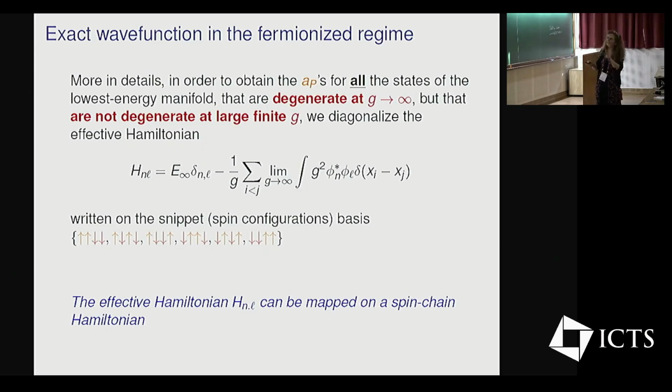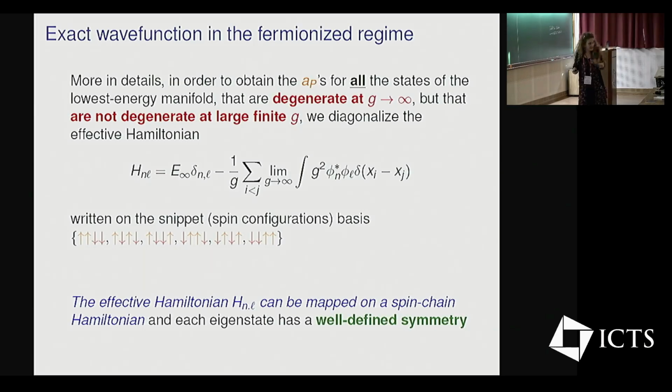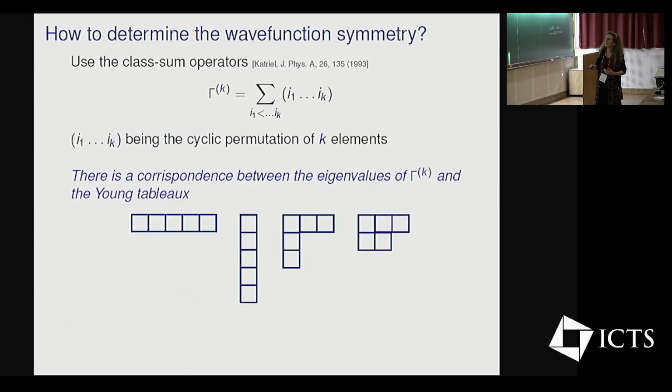So I have my effective Hamiltonian, I can calculate my eigenstates, and there is no surprise: if the symmetry is well defined in my initial model, each eigenstate has a well-defined symmetry. How do I check the symmetry of my state? We use some operators in which we consider the cyclic permutation of K elements. Why? Because the eigenvalues of this operator have a correspondence with a Young tableau. I don't know if you are familiar with the Young tableau, but the idea is very simple. You have a number of boxes equal to the number of particles. If the boxes are horizontal, there are symmetric exchanges. If they are vertical, there are antisymmetric exchanges. So this corresponds to a many-body wave function of 5 particles that is fully symmetric. This is fully antisymmetric.